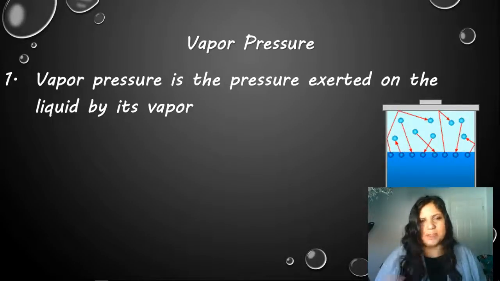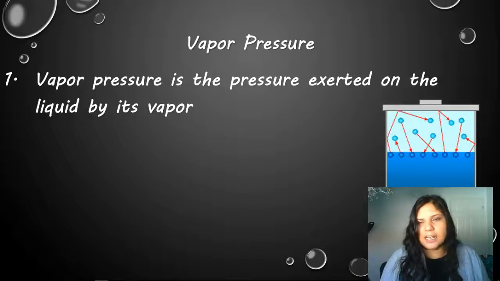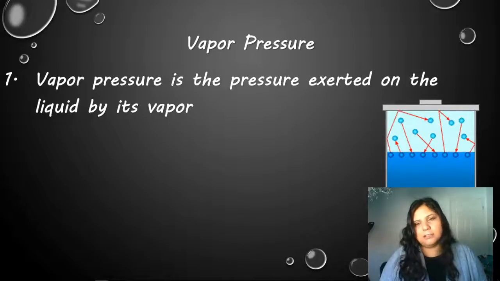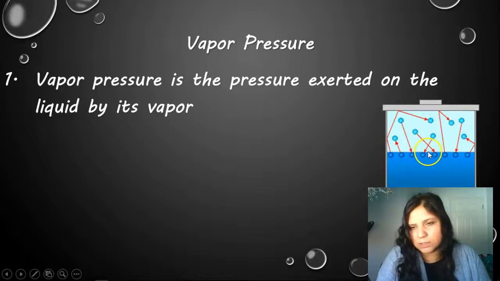Next one, vapor pressure. Vapor pressure is just the pressure that's exerted by the vapor, and it's exerted on the top of the liquid. It actually has a role in holding the liquid in a solution, because those molecules bounce around in the container. They bounce over the top of the liquid and hold these inside.